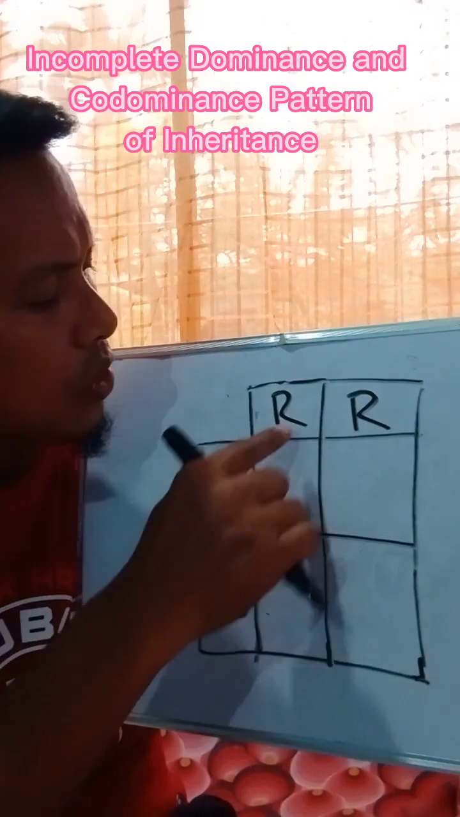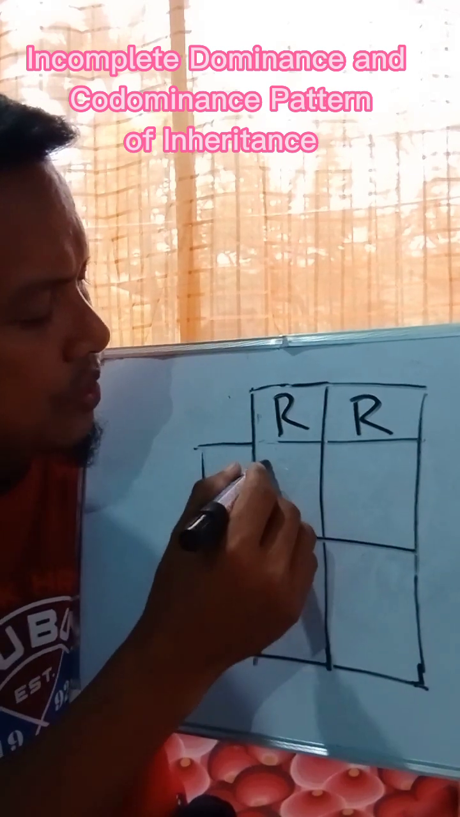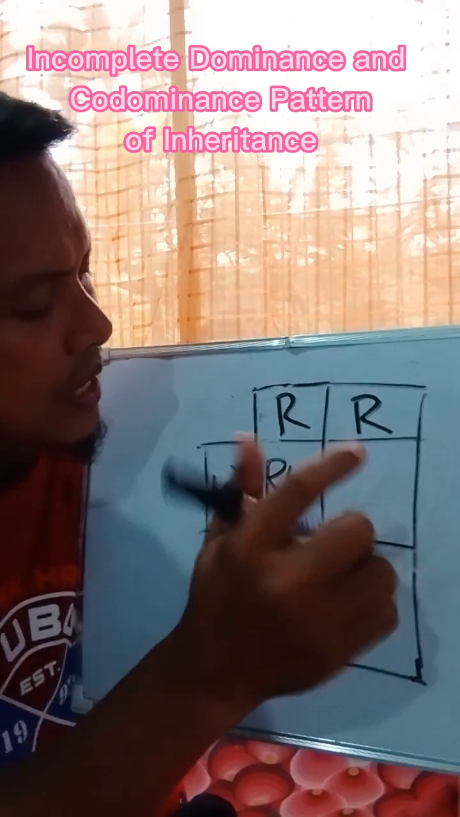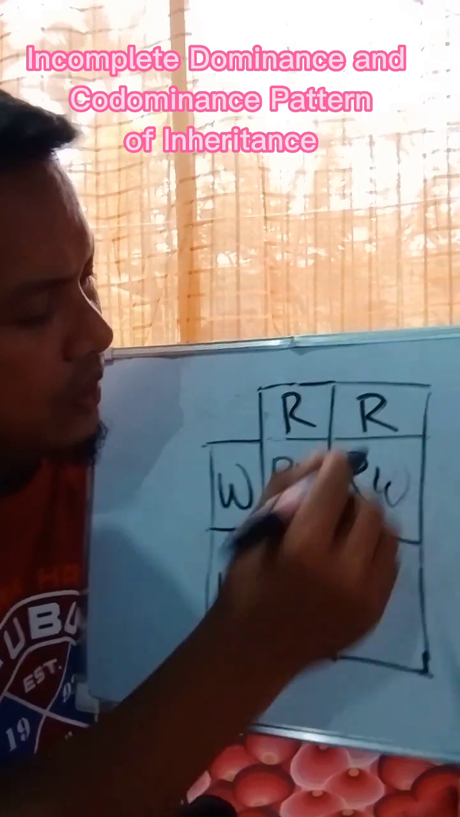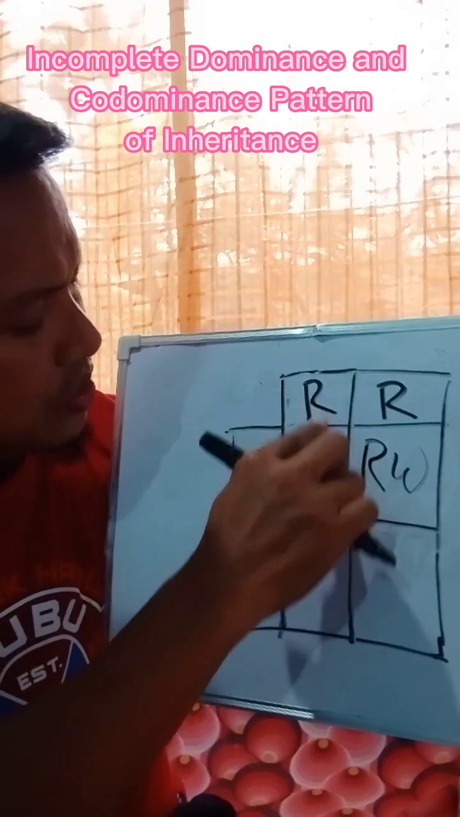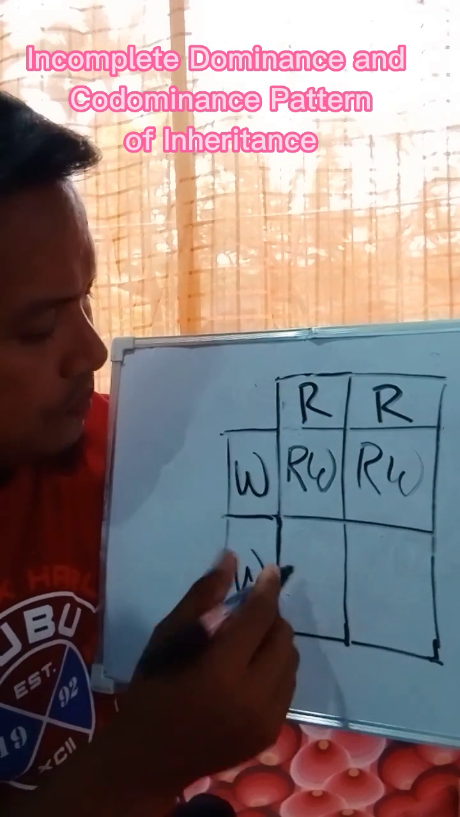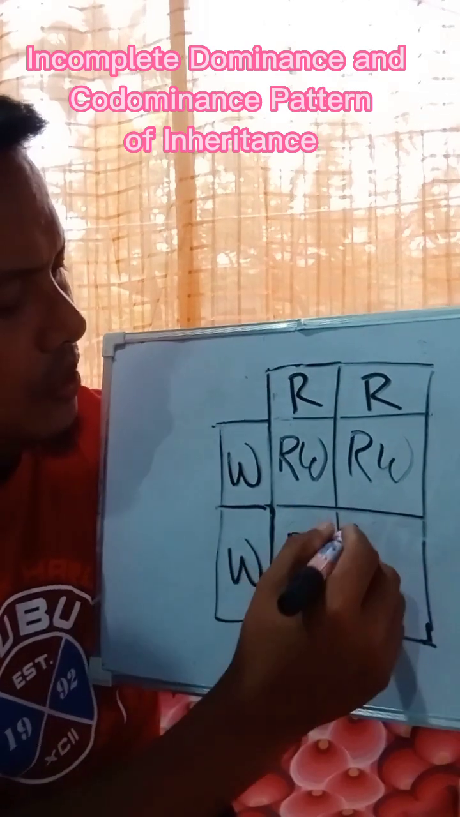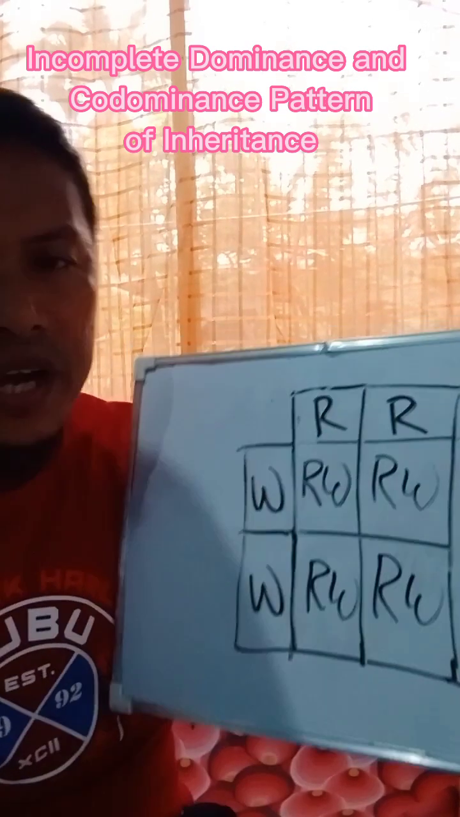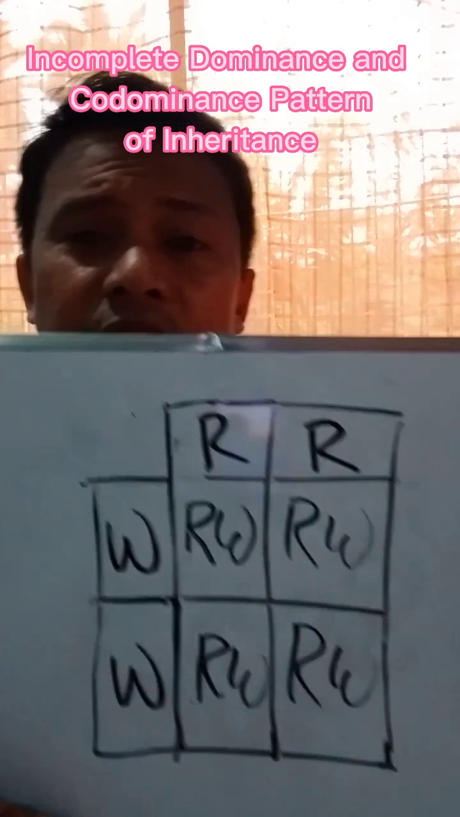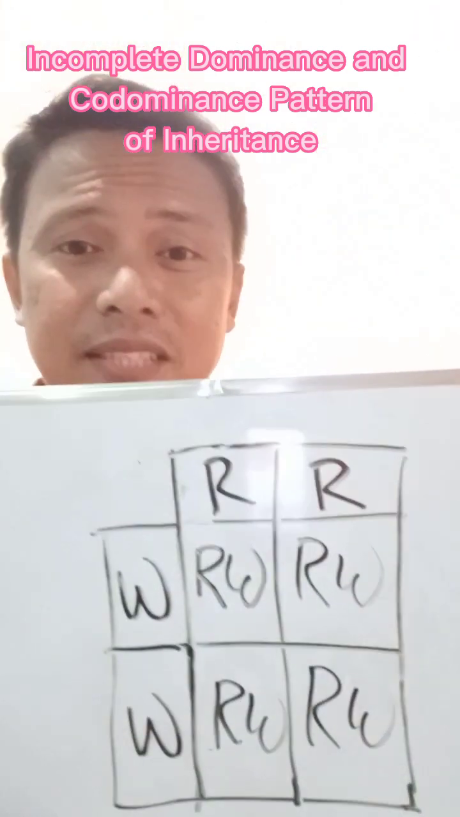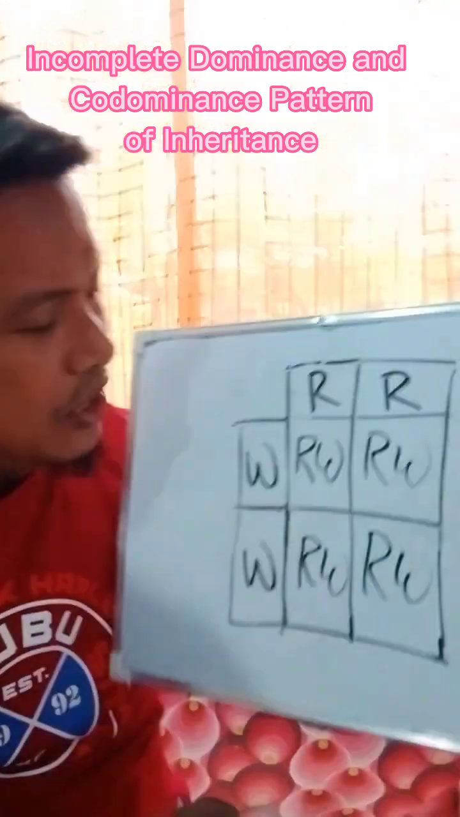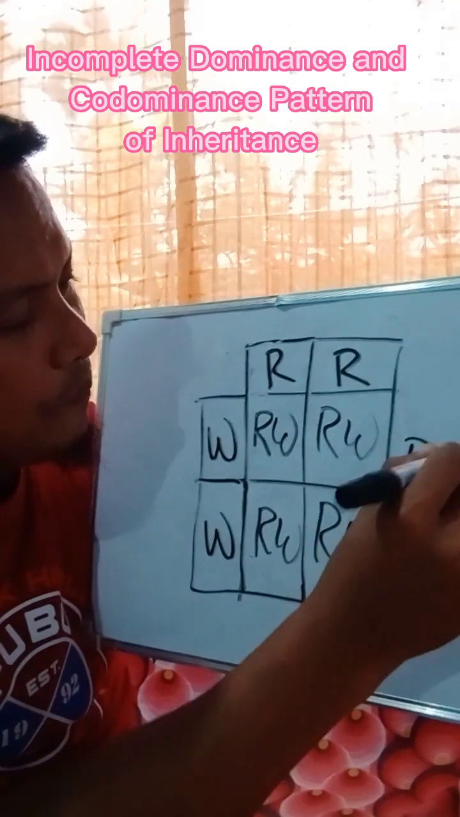So if you're going to cross the red and white, you have red, white. Then you have white and red. You also have red, white. Then you have red, white. Okay. So if you are going to look at red when mixed with white, the result is pink.